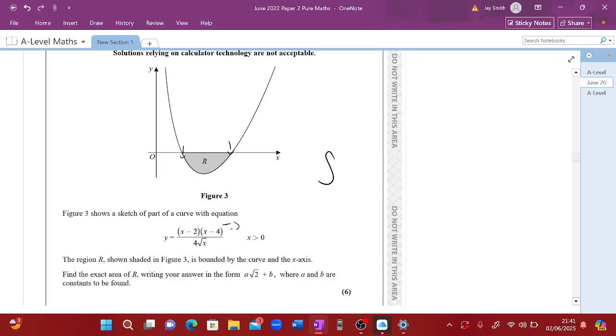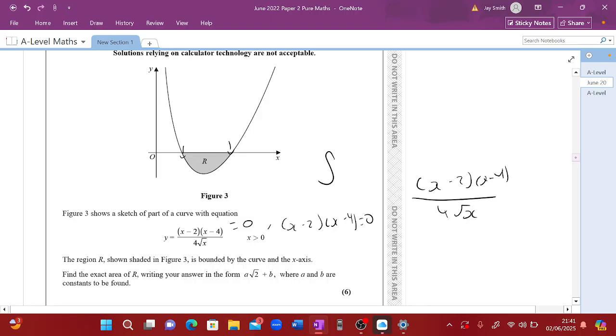But we are given the curve, and if y is 0, that means the numerator has to be 0. So (x minus 2)(x minus 4) has to be 0. Not the 4 root x, because imagine if you had (x minus 2)(x minus 4) over 4 root x equal to 0, you might be tempted to cross multiply, and you can. But 4 root x times 0 is still 0, so you're just left with (x minus 2)(x minus 4) equals 0. So it's just the numerator, and very simply, that means the roots are 2 and 4. So we're integrating between 2 and 4.